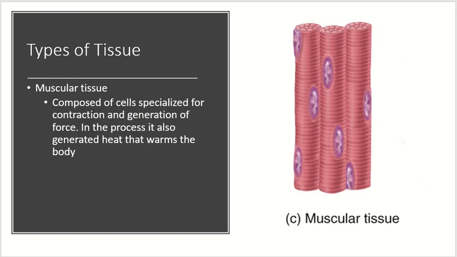Our next type of tissue is muscular tissue. This is composed of cells that are specialized for contraction as well as generation of force. This process also generates heat that warms the body, and this whole process is called thermogenesis, and we'll talk more about that in later chapters.